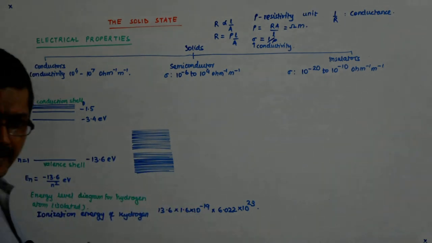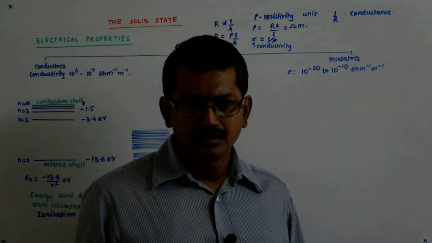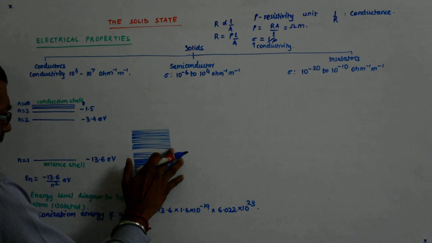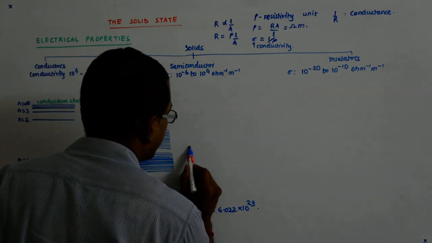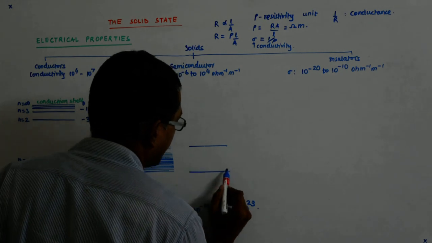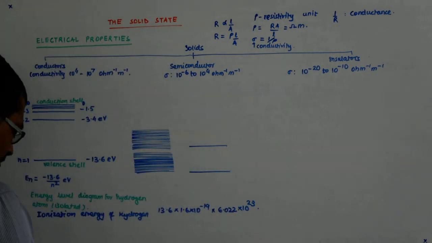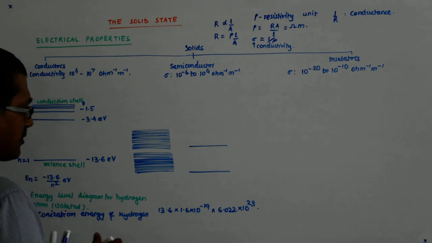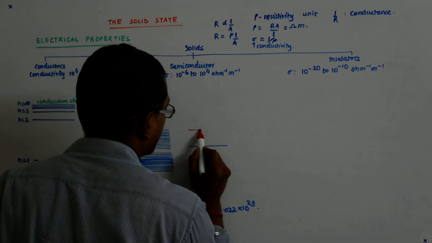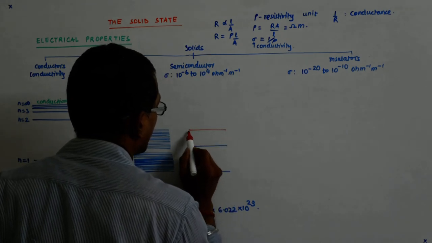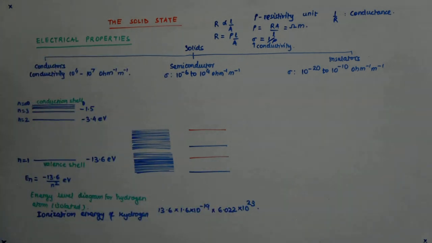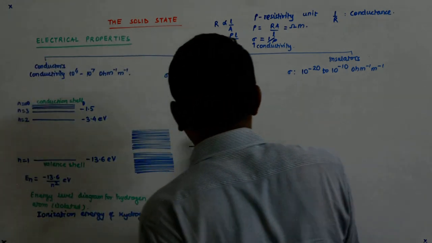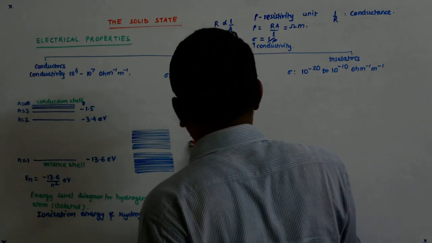It spreads in such a manner that I'll no longer show it like that. So this is maybe my conduction band. It spreads in such a way that if I call this my valence band, and say the red one as my conduction band, then they actually merge together. You understand?